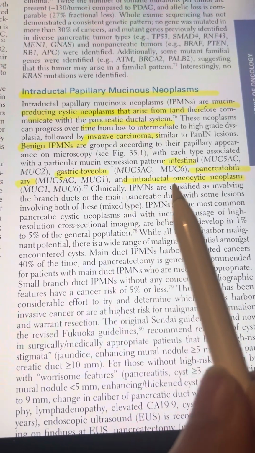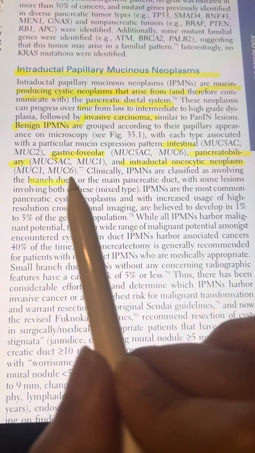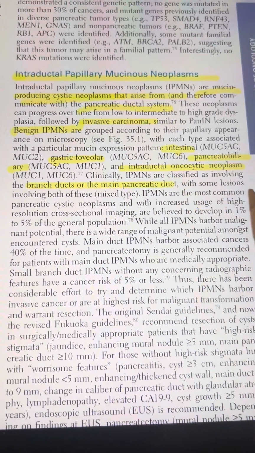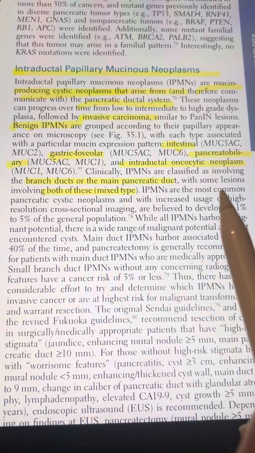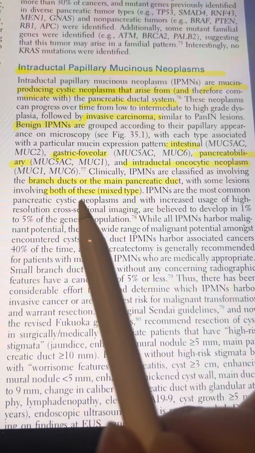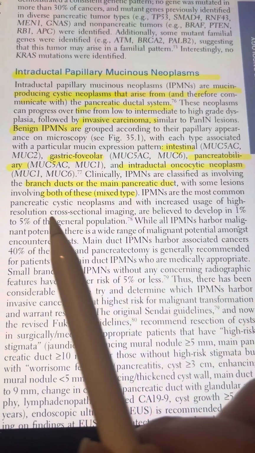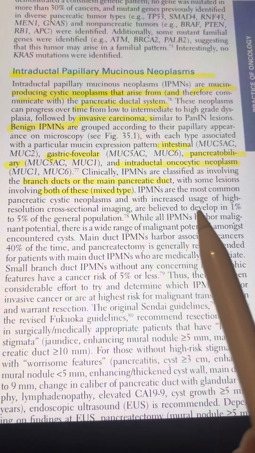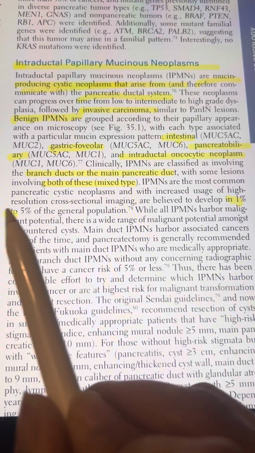Clinically, IPMNs are classified as involving the branch duct or the main duct, with some lesions having both, that is mixed type. IPMNs are the most common pancreatic cystic neoplasm, with increased usage of high resolution cross-sectional imaging, and are believed to develop in 1 to 5% of the general population.